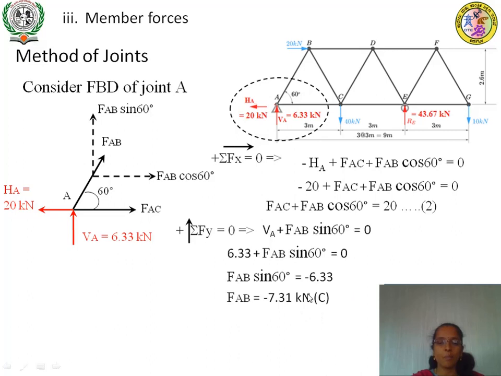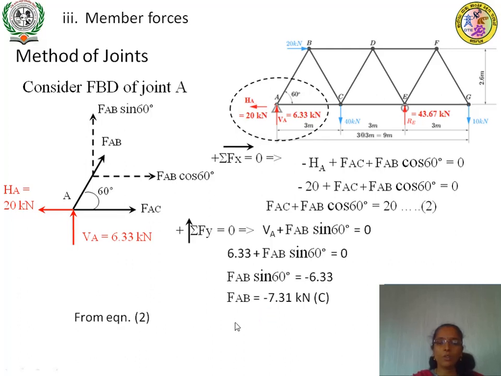It is under compression. Initially, for all the starting joints, we will assume that all members are in tension. Therefore we have assumed the arrow marks outwards, away from this joint. But FAB is minus 7.31, which means it is under tension. Sorry, it is under compression. Using this FAB value, let us substitute into equation 2.